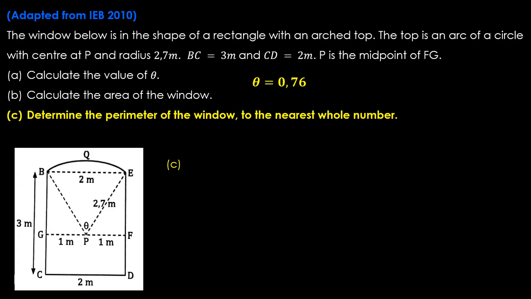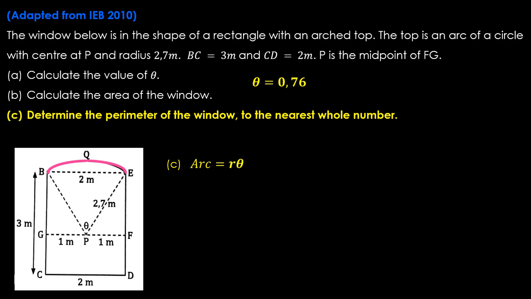The next question is to determine the perimeter of the window to the nearest whole number. Now this question didn't appear in IEB 2010, but we have enough information, so we're just going to calculate it so we can practice working with the perimeter or the length of an arc as well. So if we want the perimeter of the window, we've got the length of an arc at the top, and then we've got a rectangle at the bottom.